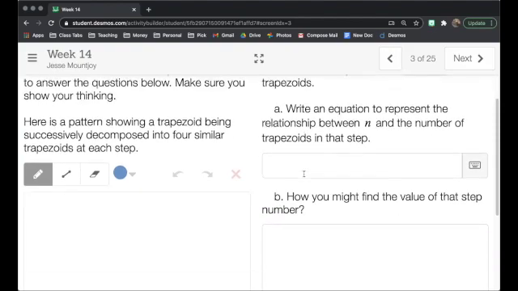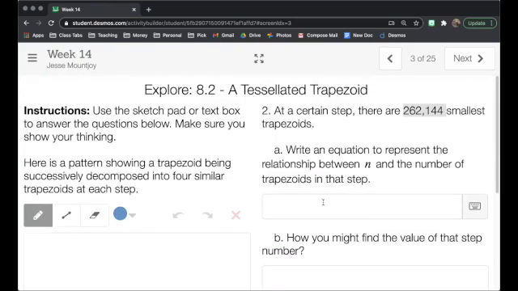Okay, so pause the video, take some time to write an equation and see if you can find out what step this is going to happen on. 262,144 of the small trapezoids. Pause the video and we'll see you back here when you're finished.